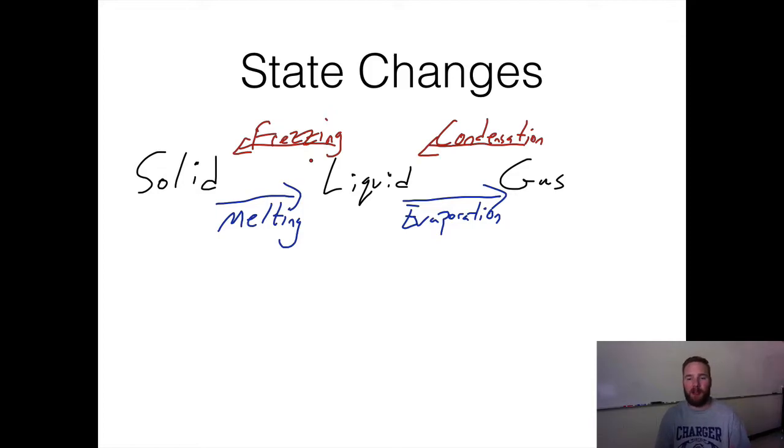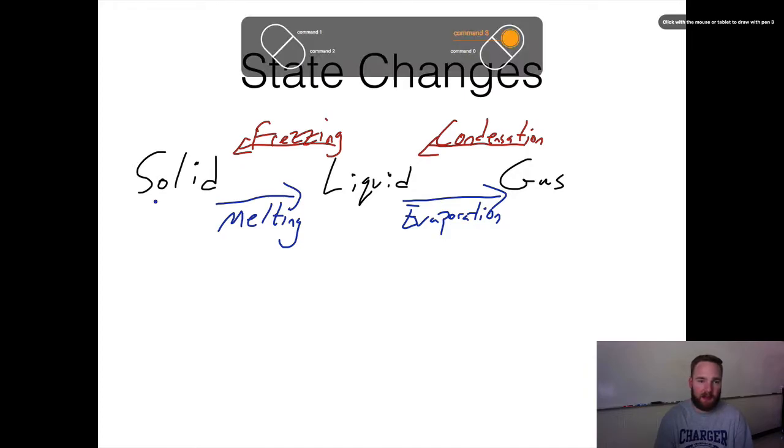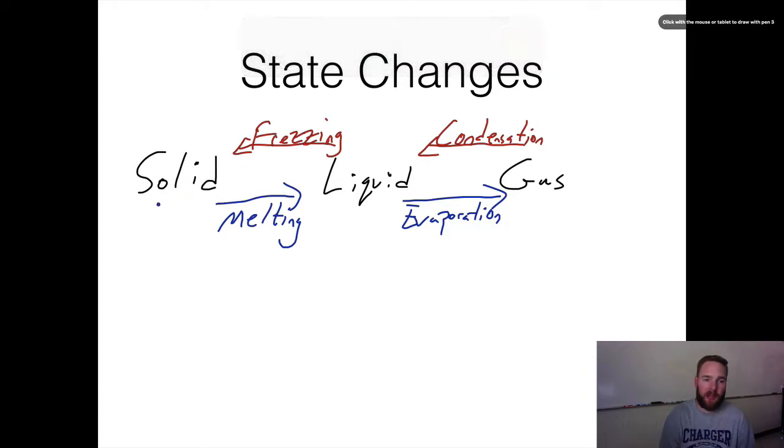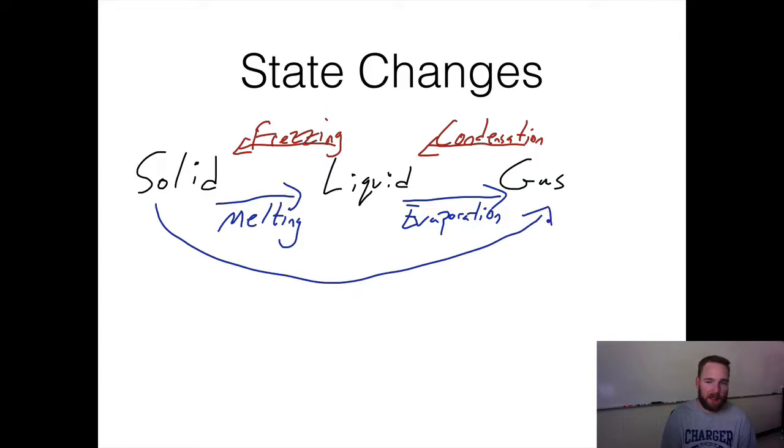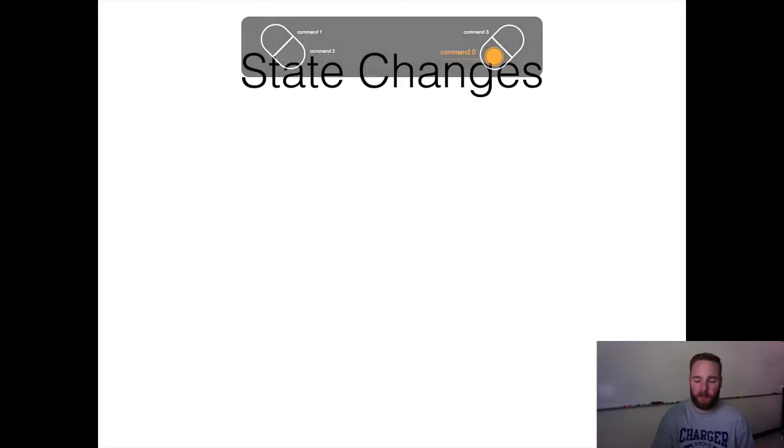So solid, liquid, gas. We can do one more, and this is kind of a special one. I'll use blue for this, because we're adding energy, we can go straight from a solid to a gas, and we call that sublimation. And dry ice is a great example of sublimation. When we allow dry ice out of whatever container it's in, it's going to go straight to a gas. It's going to skip that liquid phase.